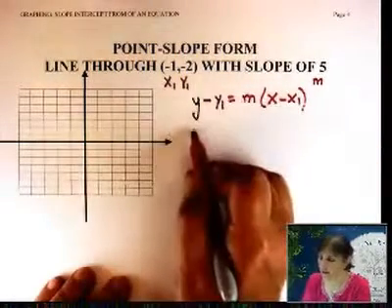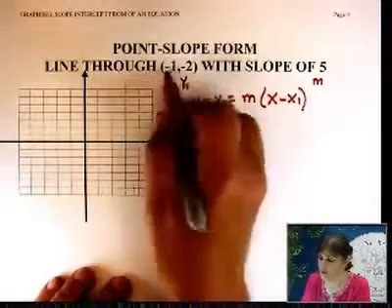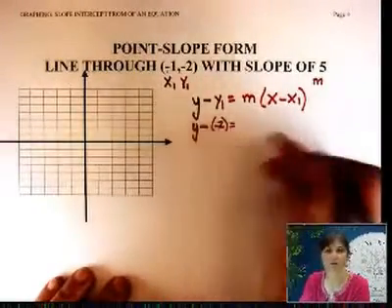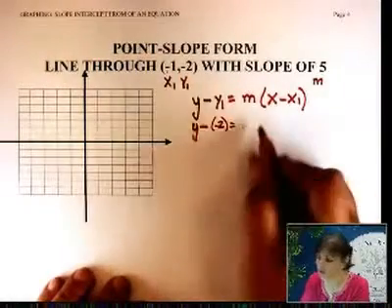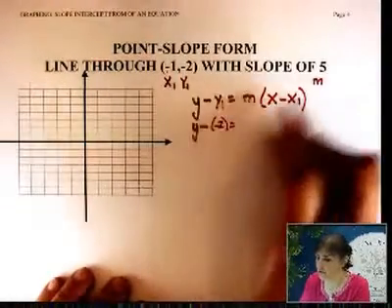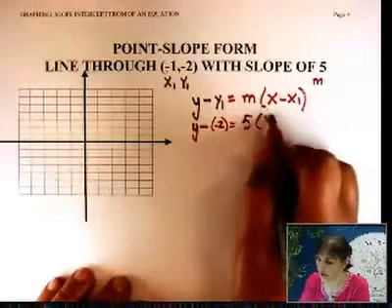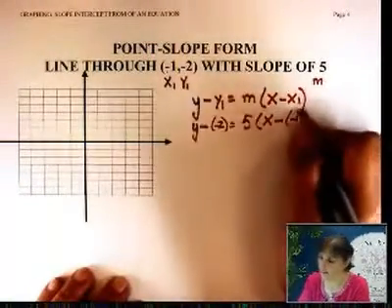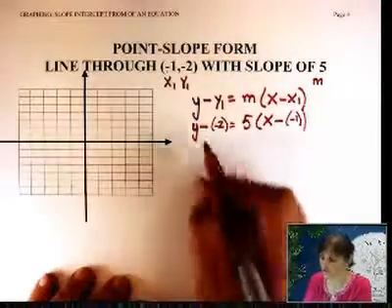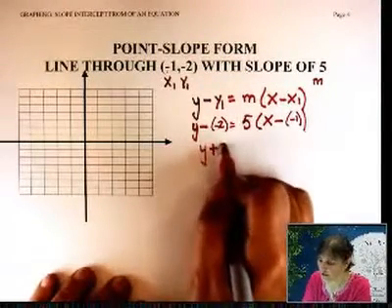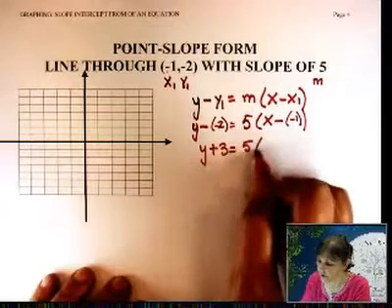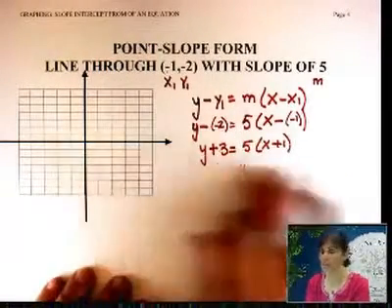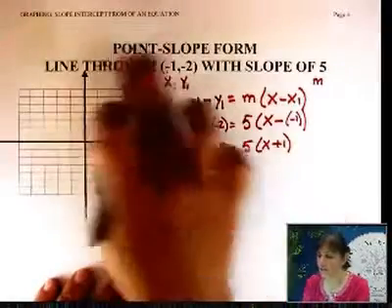All right, now I plug it in. Y minus, what is y1? Negative 2. I also have the habit of putting parentheses around the negative numbers. That also helps. And then slope of 5, x minus, what's that? Negative 1. So if I put all this together, it's going to be y plus 3 equals 5, x plus 1. Okay? This is the equation in the point-slope form.